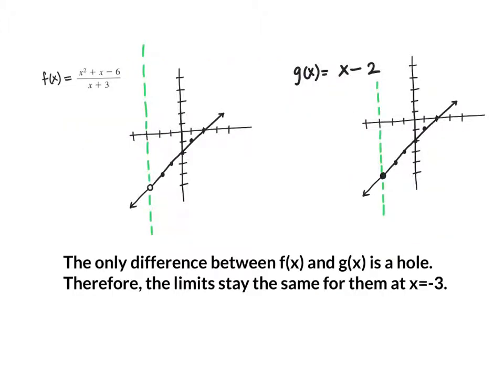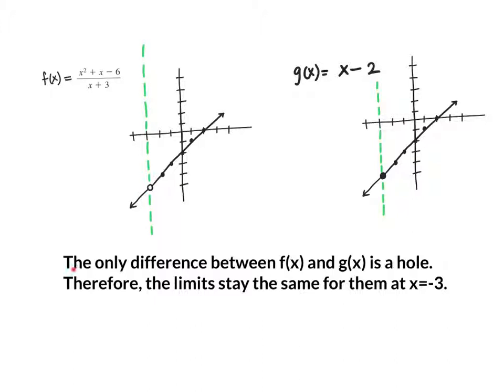Let's take a look at the graph of the function before we simplified and after we simplified. This was a function that we were originally given and we simplified it as follows. Notice that the only difference between the two functions is a hole at -3, and that's because we canceled out x plus 3 from both top and bottom, making x equals -3 a hole there.